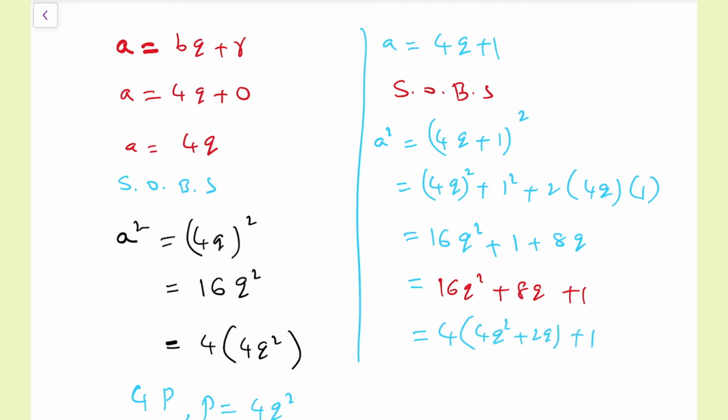Now we can say that this is in the form of 4p plus 1, where p equals, in the bracket, 4q square plus 2q. 0 remainder completed, 1 remainder completed, then we need to go with the 2 remainder, right? So let us check. A equals 4q plus 2.